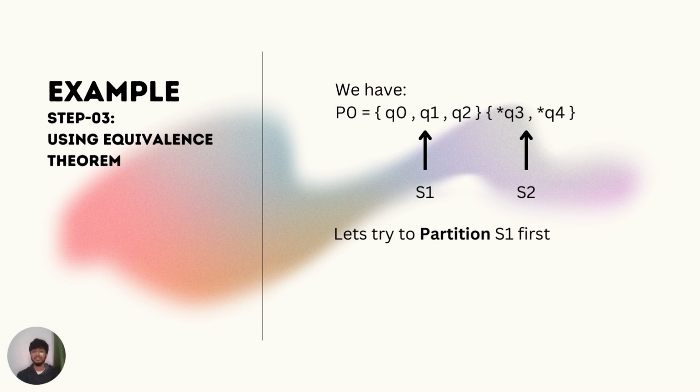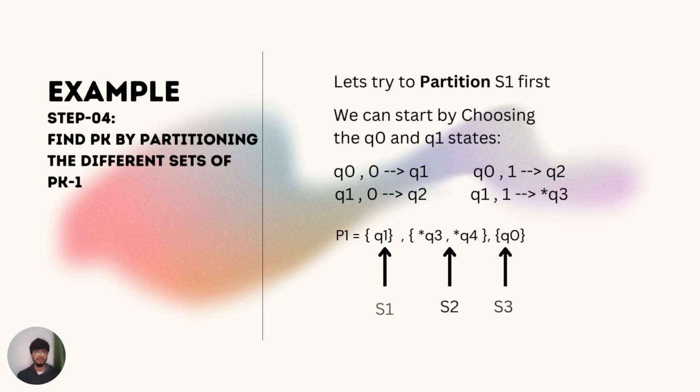Let's take S1 and try to partition it further. For the first partitioning, we choose Q0 and Q1 state. Q0 on the input of 0 moves on to Q1 state, and Q1 on the input of 0 moves on to Q2 state. We can see that Q1 and Q2 belong to the same set. That's why we keep it as it is. Moving on, we see that Q0 on an input of 1 moves on to the Q2 state, and Q1 on the input of 1 moves on to the Q3 state. Here, Q2 and Q3 do not lie in the same set. So we can partition Q1 and Q0 into different sets.